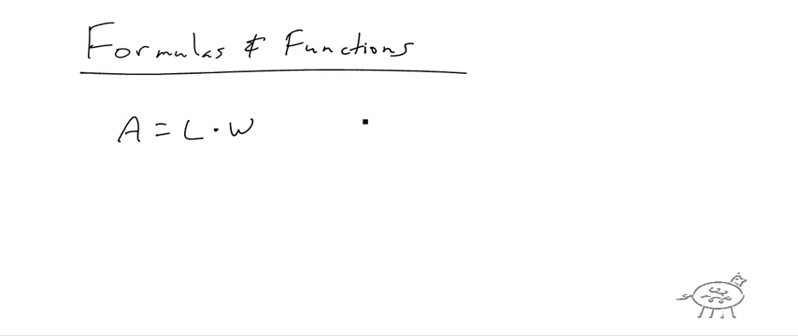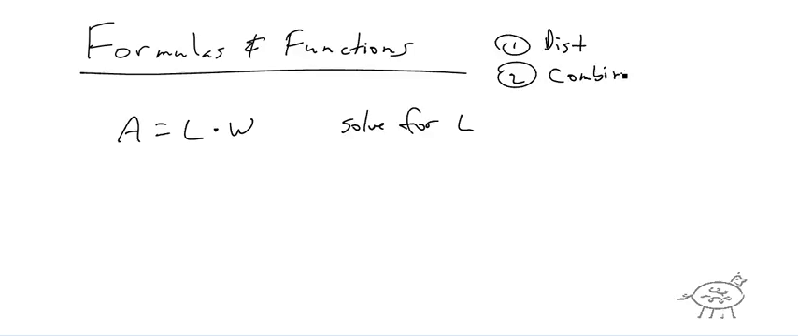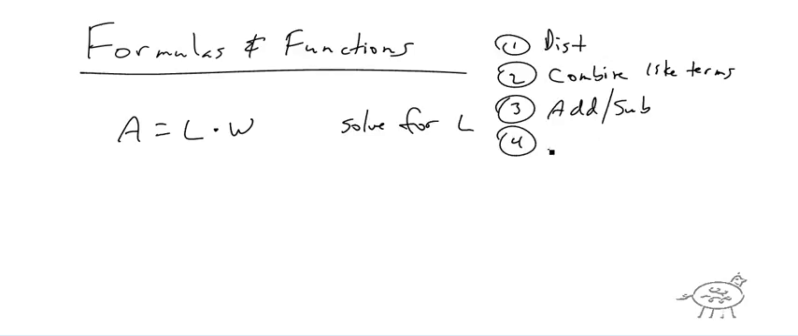Again, this is the area of a rectangle, and if I said solve for L, it's really easy. What you really need to do, math fans, is remember all our rules. The first thing is distribute. The second is combine like terms. The third is add and subtract, of course, to get the variable on one side. And the last step is multiply or divide. So keep that in mind.